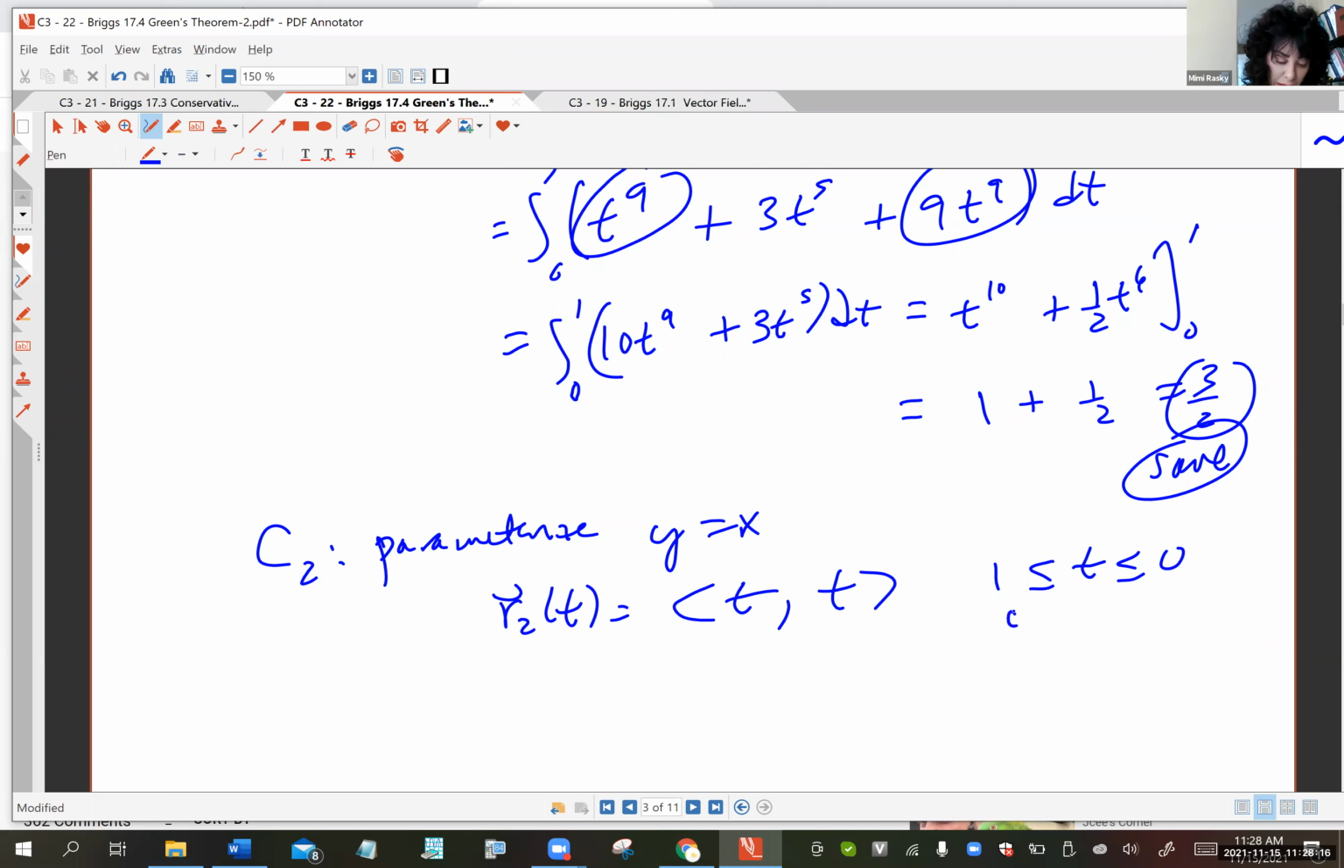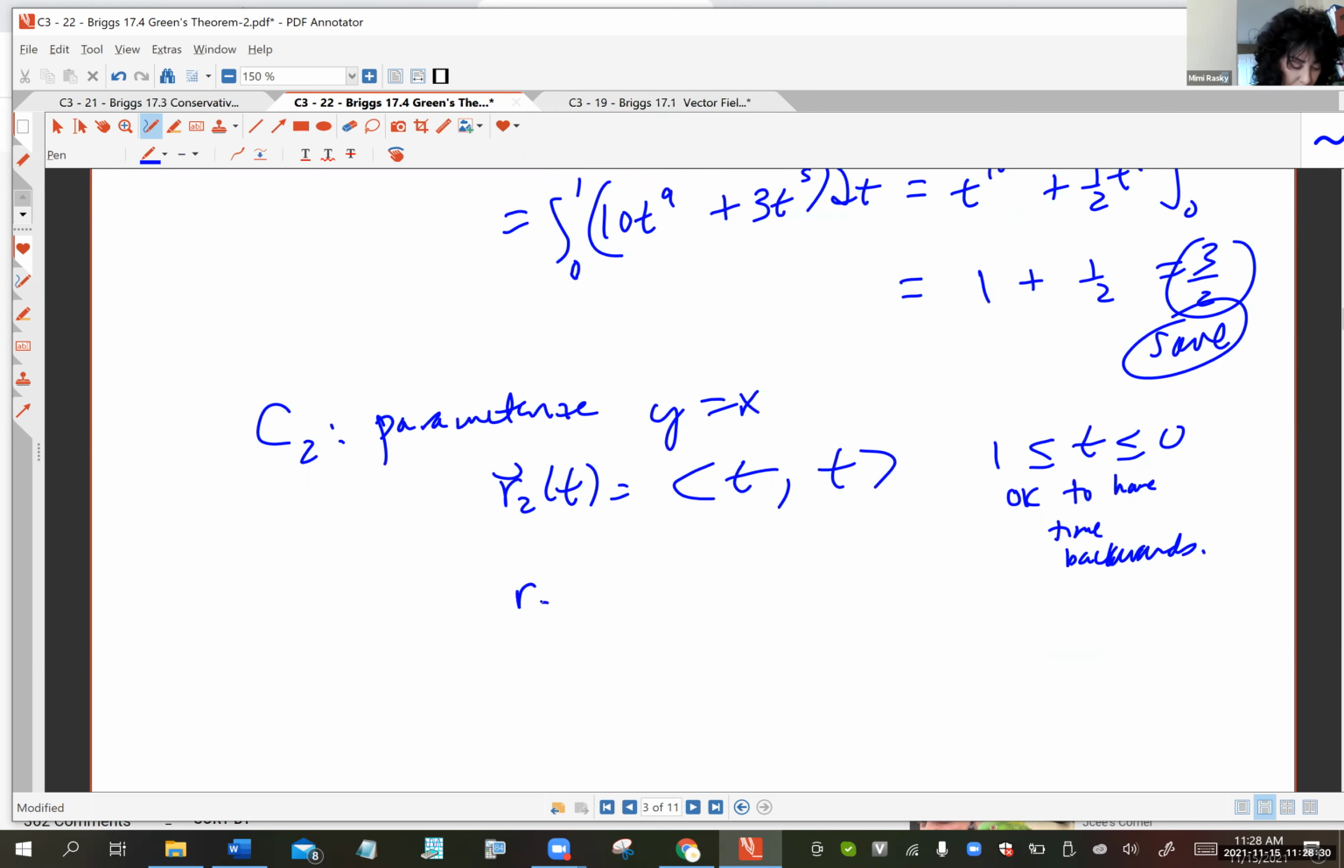So I'm going to say it's okay to have time go backwards here, but show it and then stick with it. Stick with that lane. Don't all of a sudden in the middle flip it and have time going forwards, because then you're going to get the wrong answer. So now what? Go get R2 prime. And that's easy because it's just a constant vector.